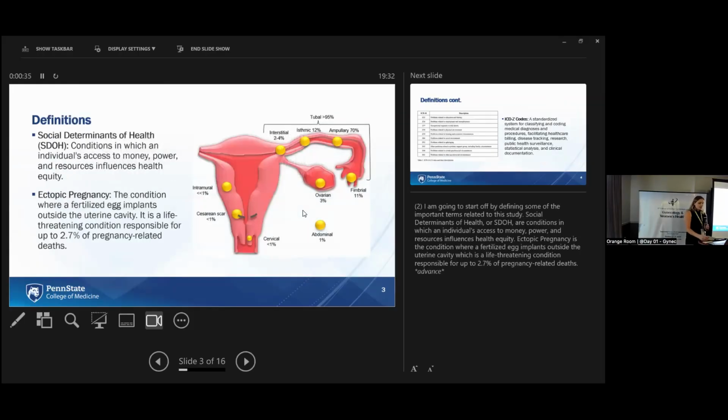So again, I'm starting off with some definitions. Social determinants of health, SDOH, are conditions in which an individual's access to money, power, and resources influences health equity. Ectopic pregnancy is the condition where a fertilized egg implants outside of the uterine cavity, which can be a life-threatening condition responsible for up to 2.7% of pregnancy-related deaths.